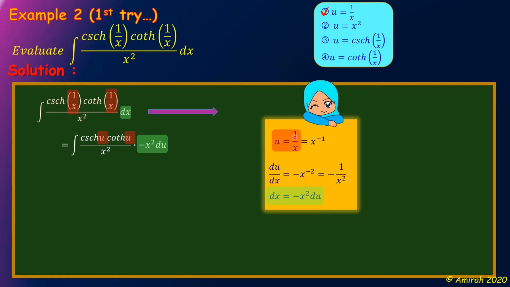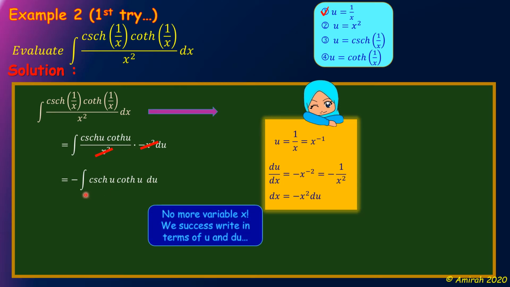So now our u equals 1 over x. Here we have 1 over x, so we replace it by u. And from here, we have dx equals negative x squared du, so we replace dx here by negative x squared du. That's why we get this. Then we have x squared here and x squared in the denominator, so we can simplify. After we simplify, we can move the negative constant out of the integration sign. So we can write negative cosh u coth u du. From here, there is no more x. We succeeded in writing in terms of u and du.